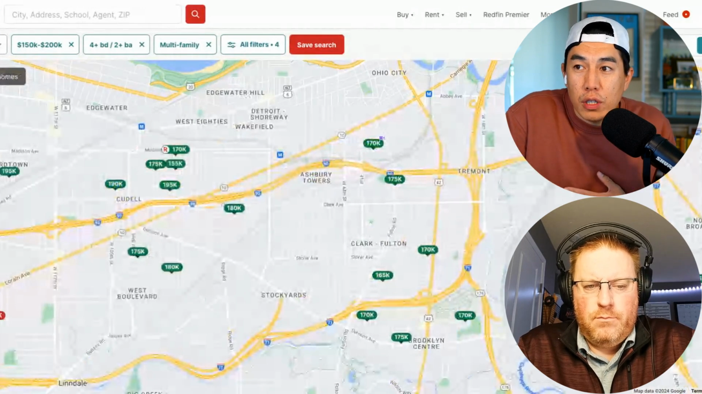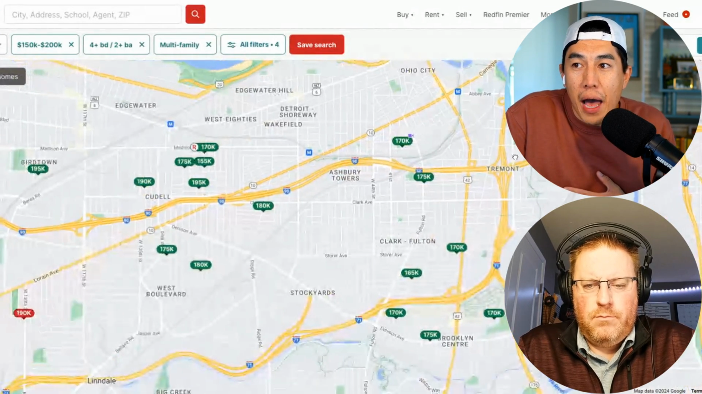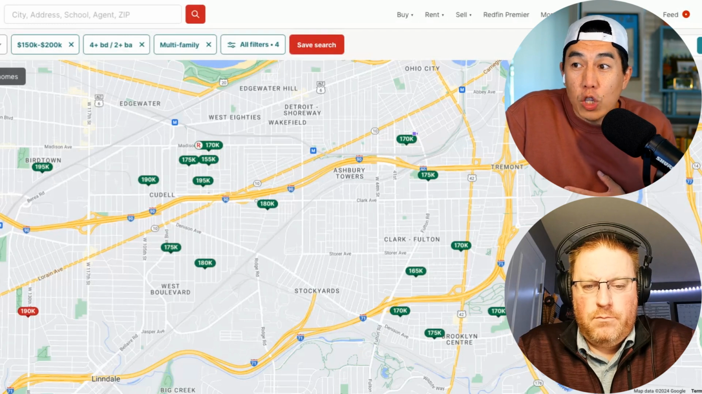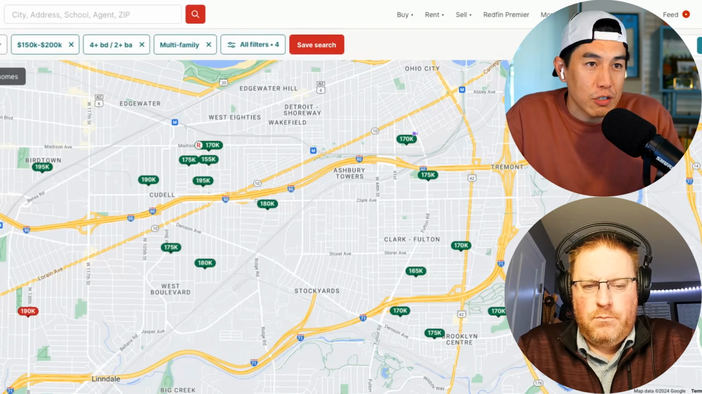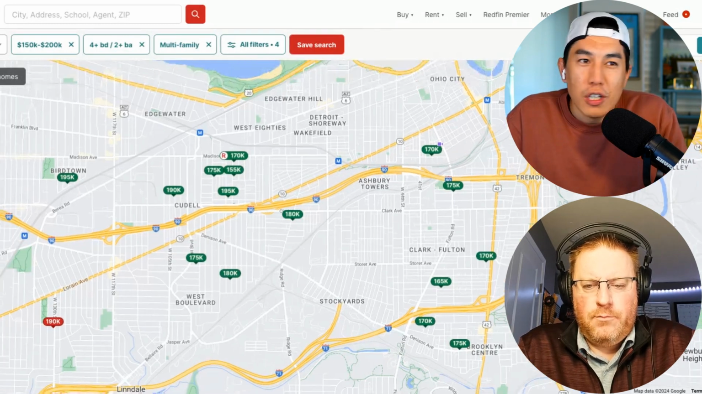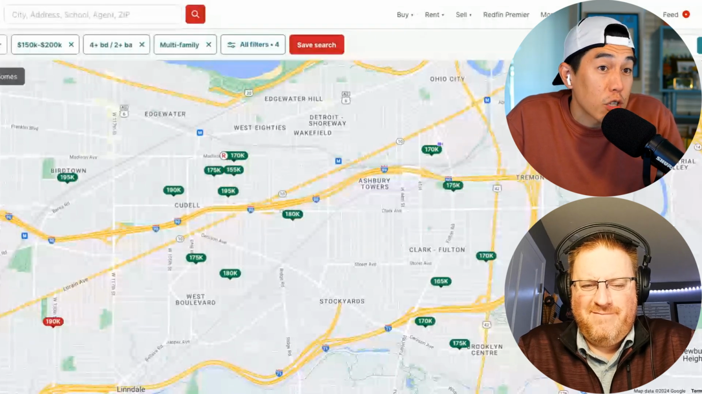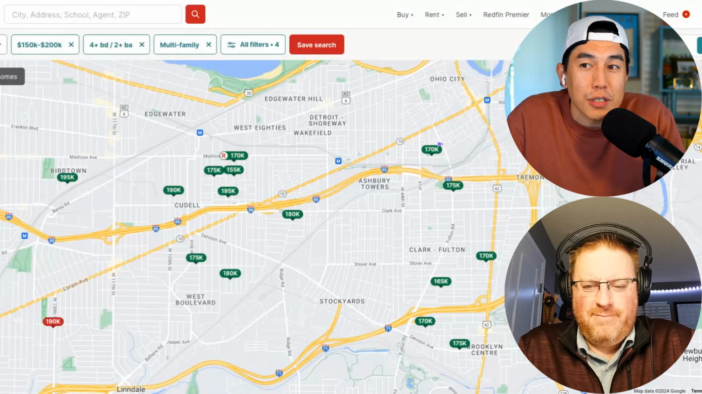So for all the listeners that are listening on audio, I'm taking the map of Cleveland and I'm zooming in to the west side, right? So I'm zooming into the west side here, and now we're looking at 19 homes, Mike, 19 homes. And I already know that Mike knows all of these homes, obviously being an expert on this market and understanding what is on the market right now because he has clients that are looking for deals actively.